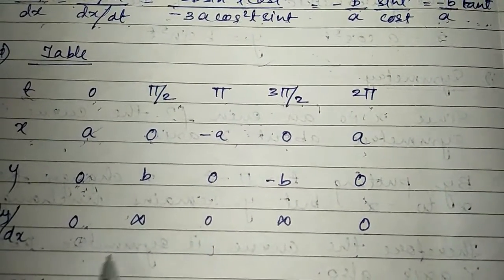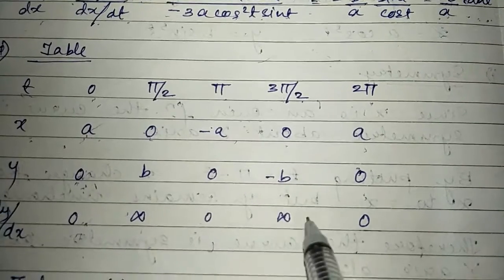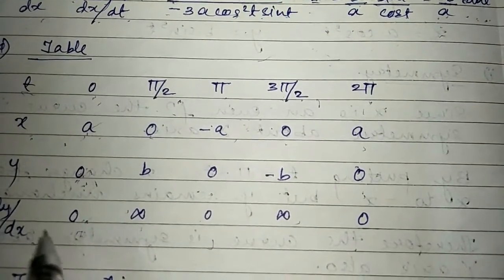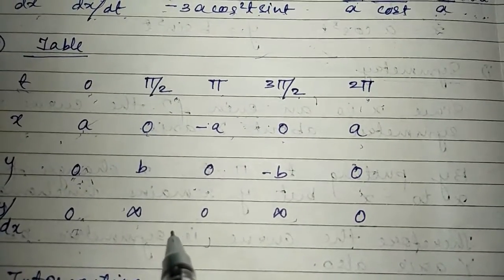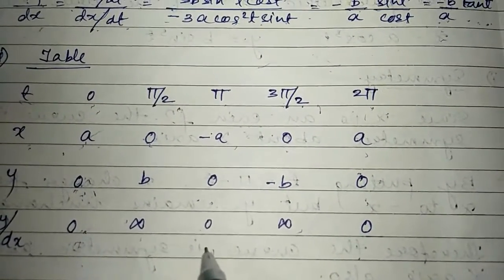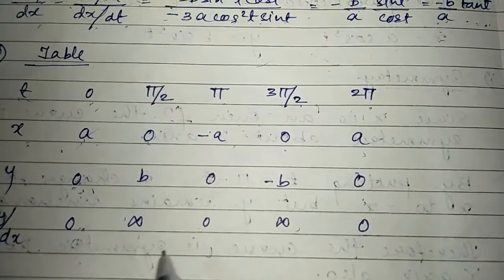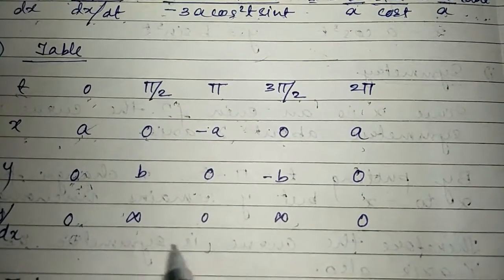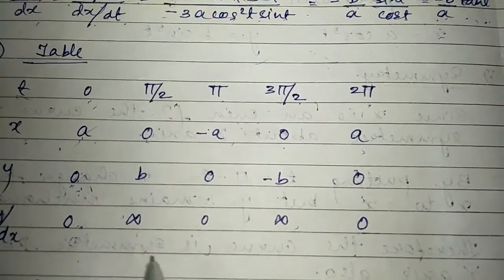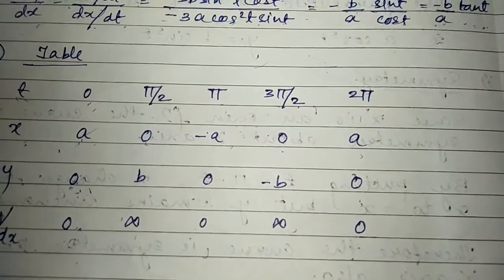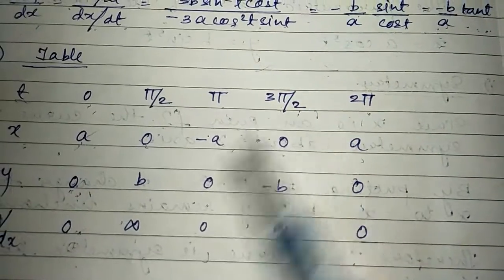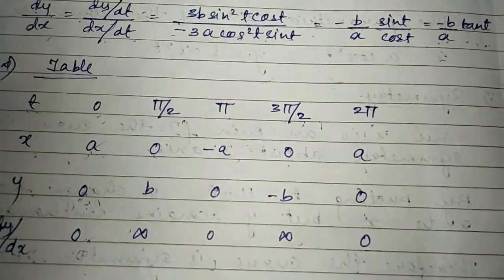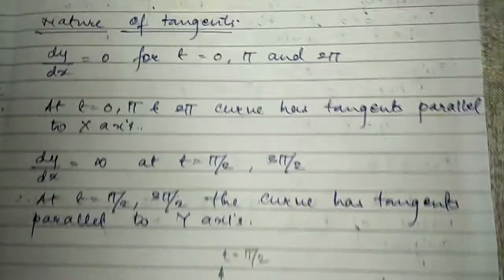Now similarly we can see for t is equal to pi by 2 and t is equal to 3 pi by 2, we have dy by dx as infinity. And we know that when the value of dy by dx at a point is infinity, then the curve has a tangent which is parallel to the y-axis at that particular point. So at t is equal to pi by 2 and t is equal to 3 pi by 2, we have tangents to the curve which are parallel to the y-axis.